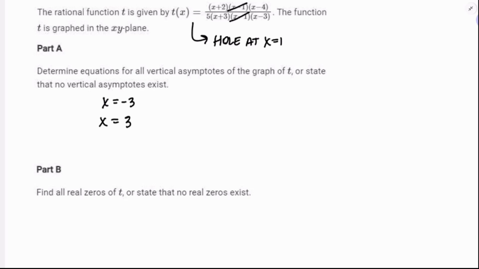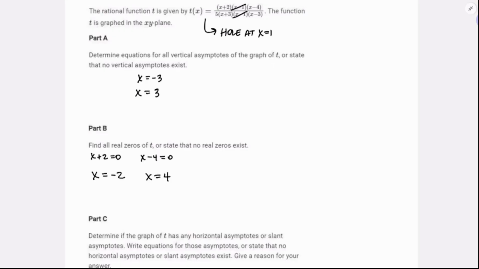Find all real zeros of t. Okay, zeros of t are the zeros of the numerator that are left over after cancellation. So that's either x plus 2 equaling 0, or x minus 4 equaling 0. That would happen when x was negative 2, or when x was positive 4. All right, part C asks if the graph of t has any horizontal asymptotes or slant asymptotes. Write equations for these asymptotes, or state that no such asymptotes exist. Give a reason for your answer.